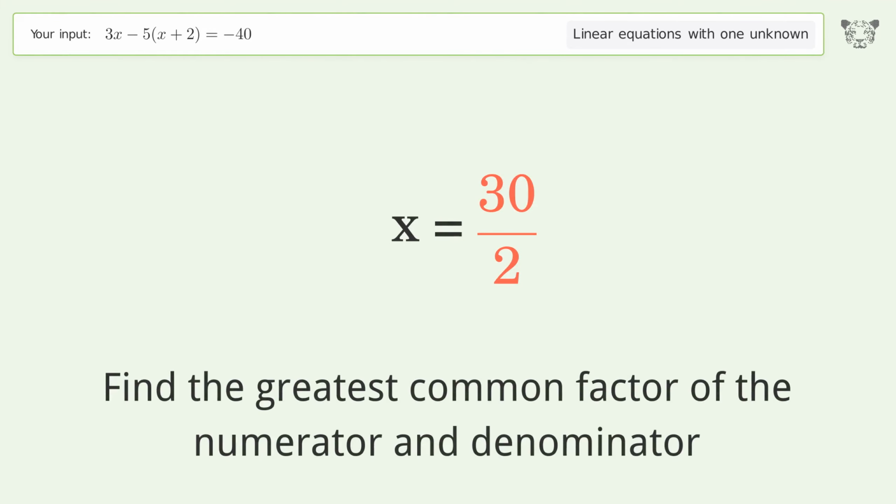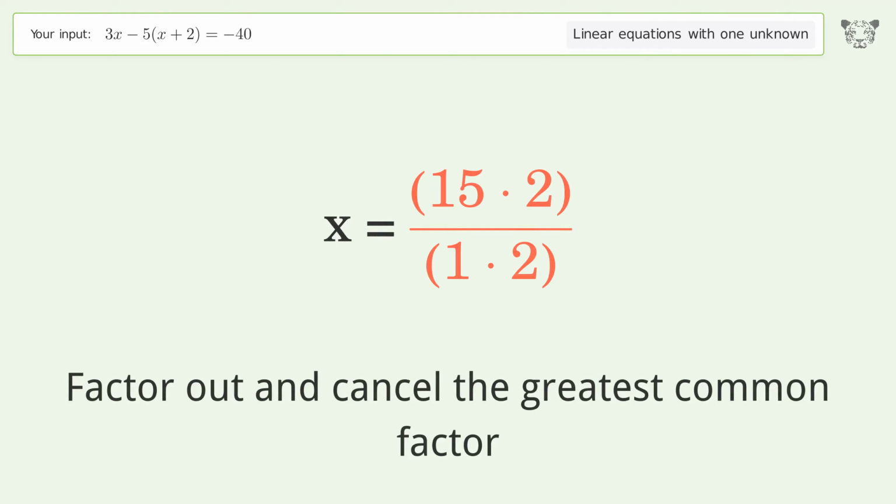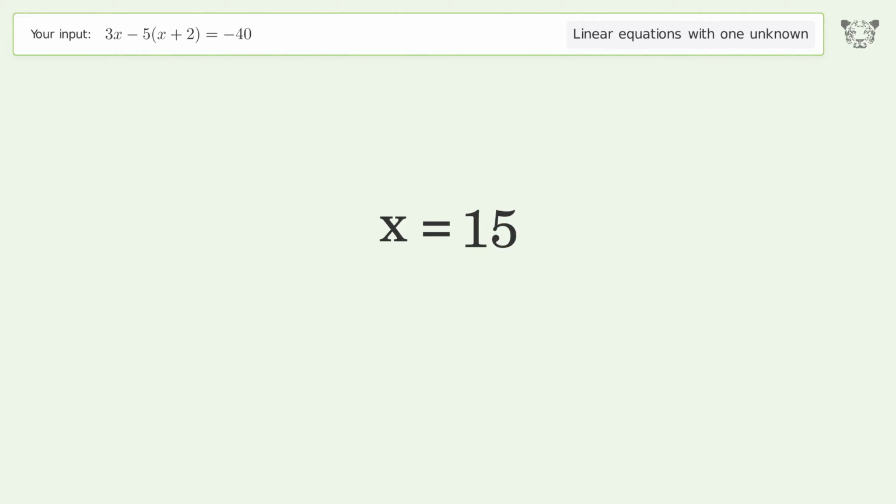Find the greatest common factor of the numerator and denominator. Factor out and cancel the greatest common factor. And so the final result is x equals 15.